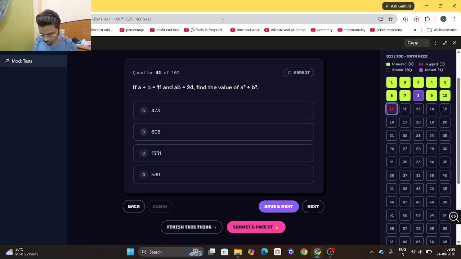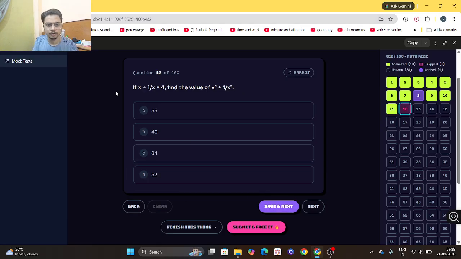What? A plus B whole cube is equal to A cube plus B cube plus 3AB in bracket A plus B. A cube plus B cube plus 3 into 24 into 11. 1331 minus 72 into 11. 72 into 11 is 792. 1331 minus 792. It becomes 539.